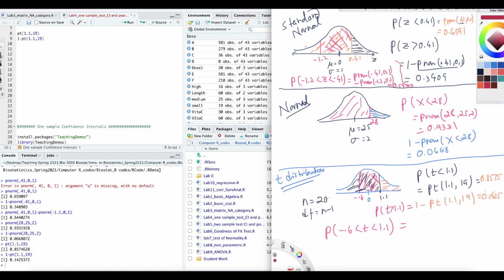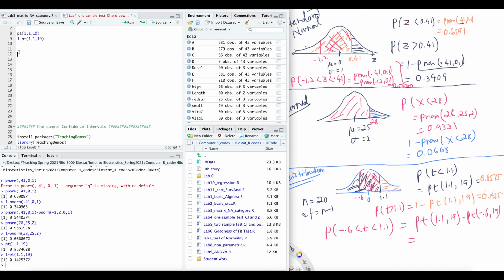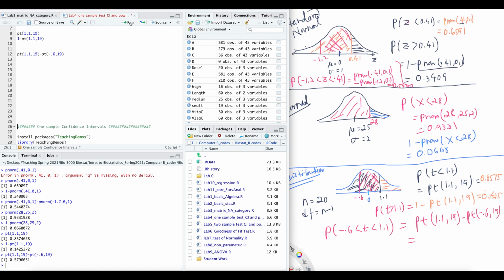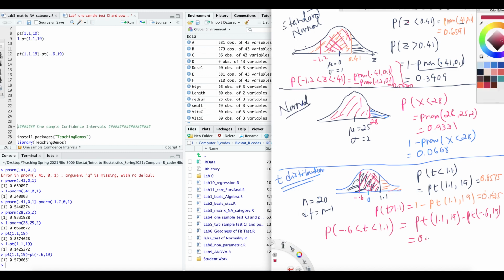the total area left of 1.1 by pt of 1.1 with 19 degrees of freedom, minus pt of negative 0.6 with 19 degrees of freedom, okay. You will do that. You can do pt of 1.1 and 19 degrees of freedom, and then minus pt of negative 0.6 and 19 degrees of freedom. If you run this, what do you get? That is the area, 0.5797, okay guys.